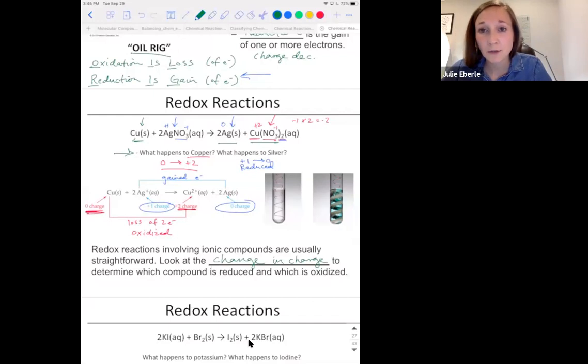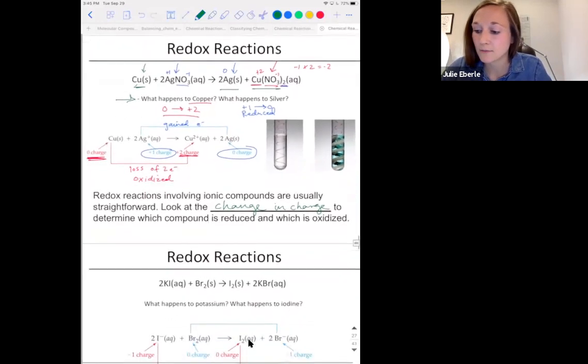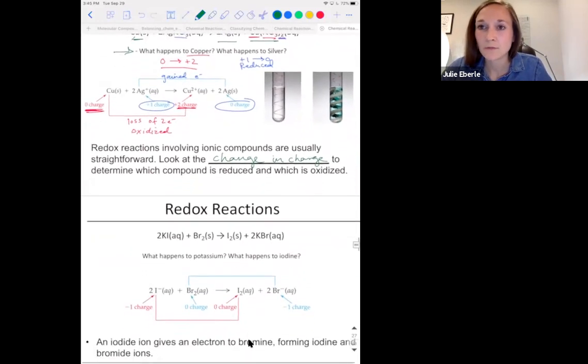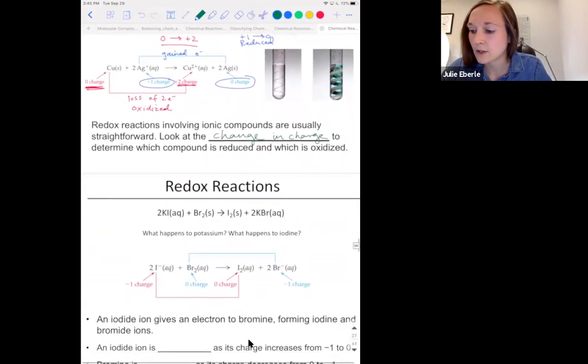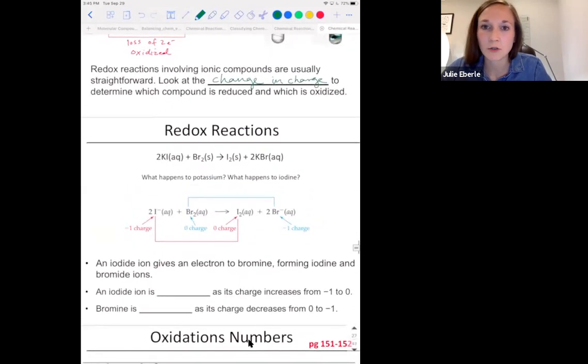To be good at redox reactions, you have to be good at assigning the charges on the reactant and the product side. So let's do another one. We're quickly running out of time, but I think if we can get through this slide and the next one, we should be good.